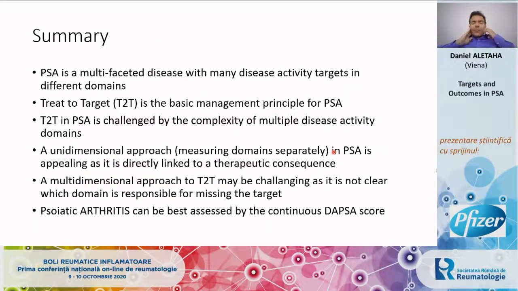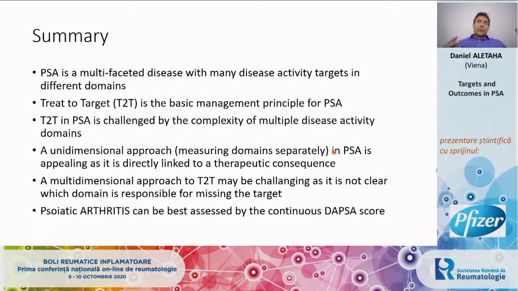Now, let me sum up. I mentioned that PsA is a multifaceted disease with many disease activity targets in different domains. Complex issue, but lots of tools, no lack of tools. That's very important to say. We don't need more tools. We probably need to better know which tools we need to use. And treat to target is the basic management principle. And it's challenged by the complexity of these multiple disease activity domains and tools.